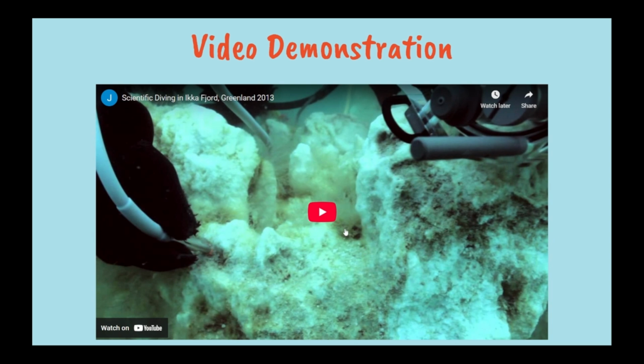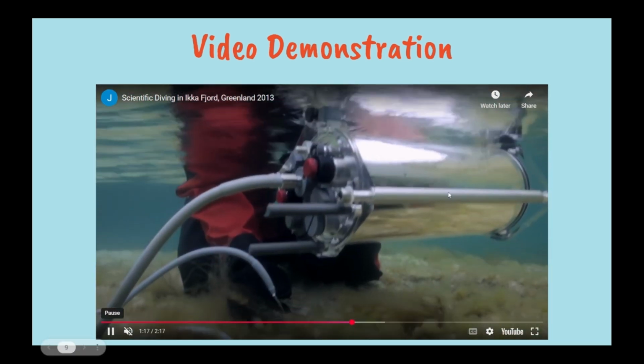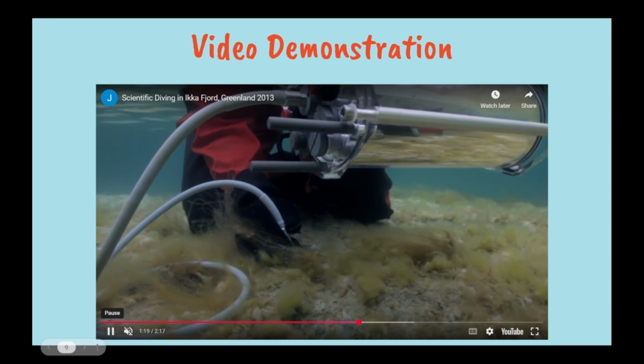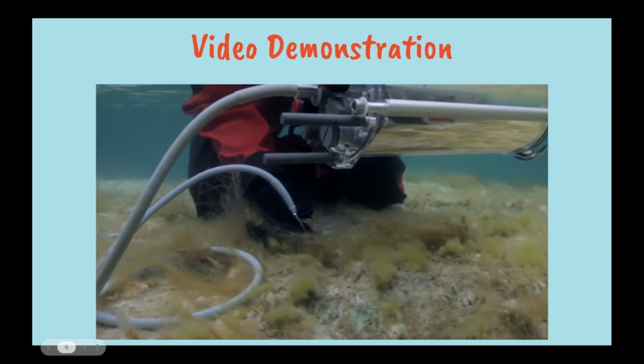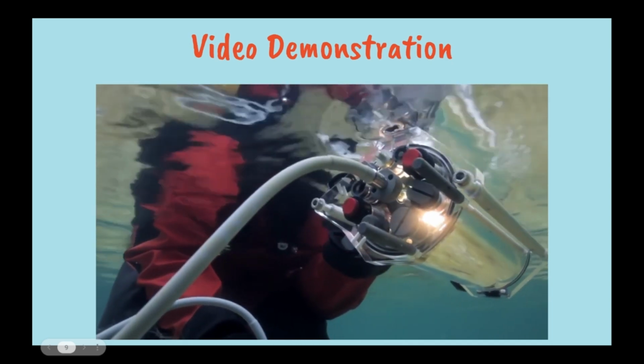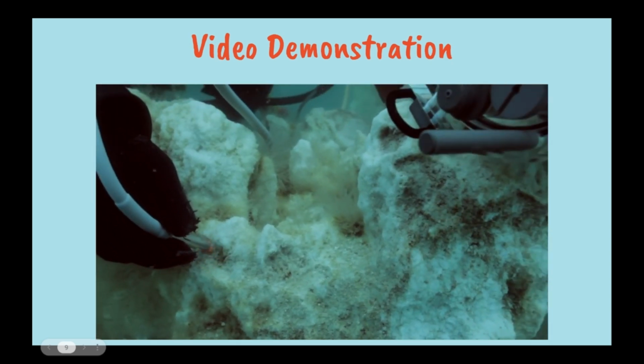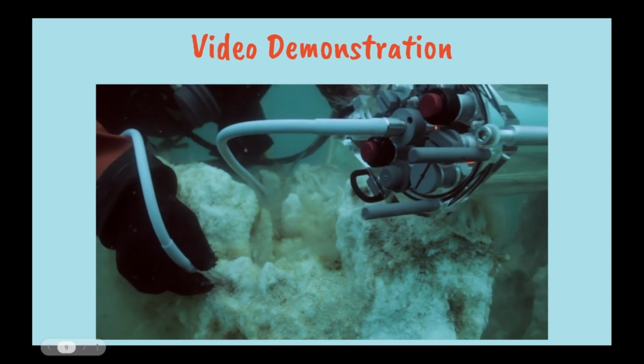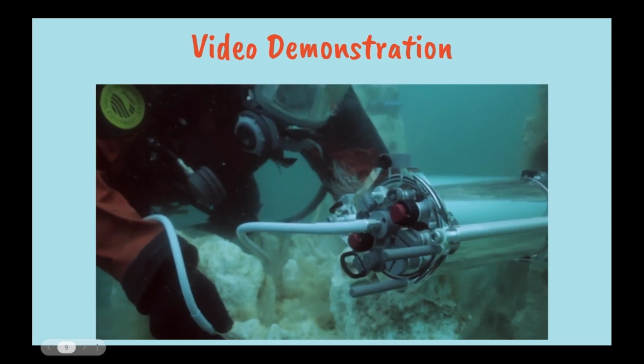This clip from a video shows how a diving PAM is used. You can see the light flash out of the end of the tube where the diver is holding it to the algae. The fluorescent light emitted by the algae then travels back through the tube, where the shiny cylinder part then processes the information.